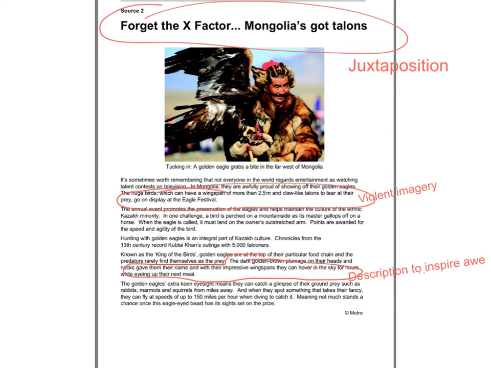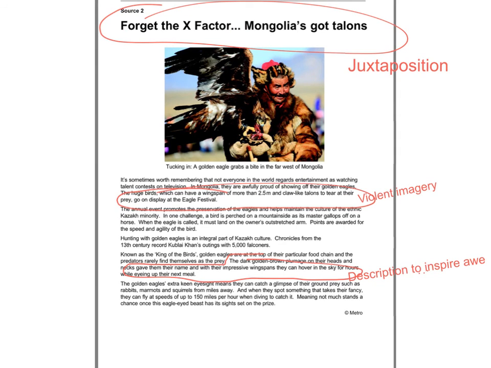Then I've picked out the fact that it's got imagery, just like the images of the Great Pyramids and how they're made to sound dominant and they stand out in Cairo. The golden eagle is made to sound amazing. It's got this wingspan of more than 2.5 metres and claw-like talons to tear at the prey.